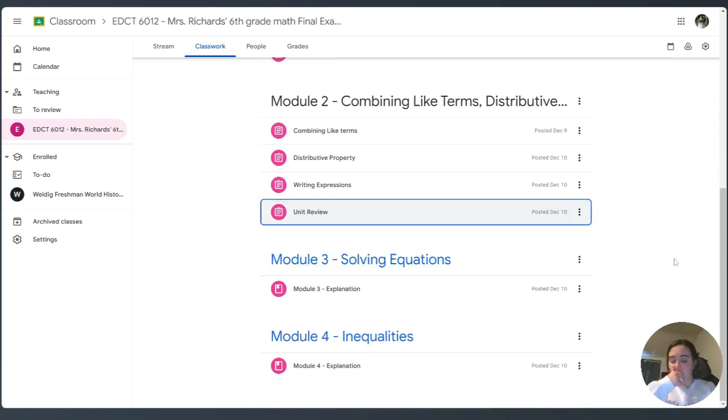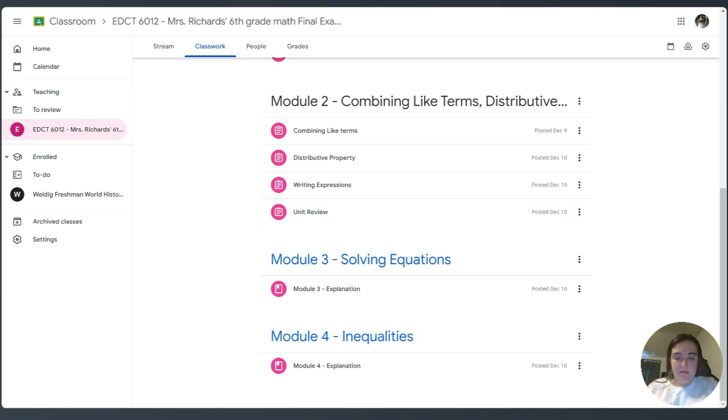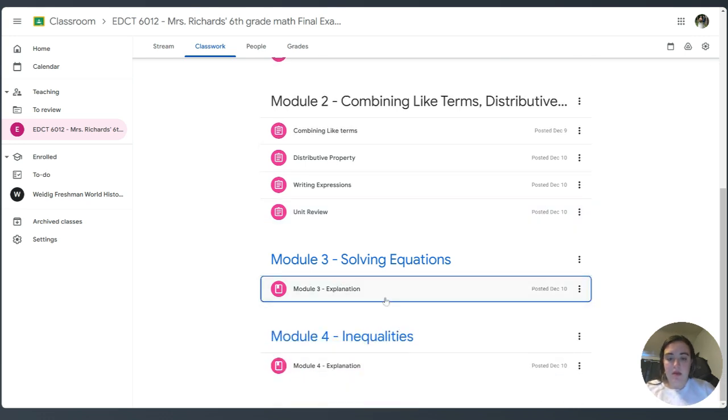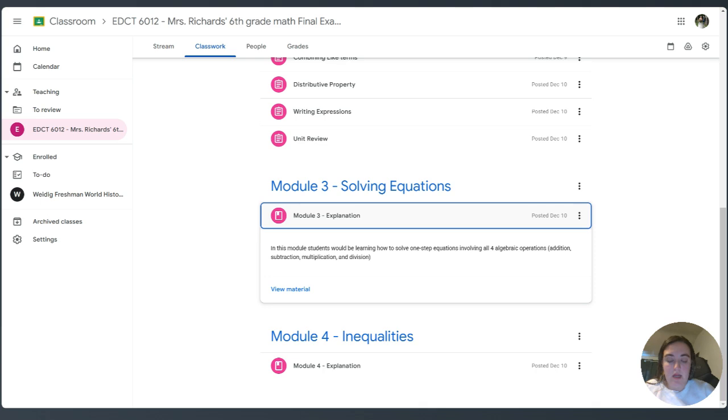I would ideally create materials for solving equations and inequalities, which would be Module 3 and Module 4. In Module 3, students would be learning how to solve one-step equations involving all 4 of the algebraic operations, which is addition, subtraction, multiplication, and division.